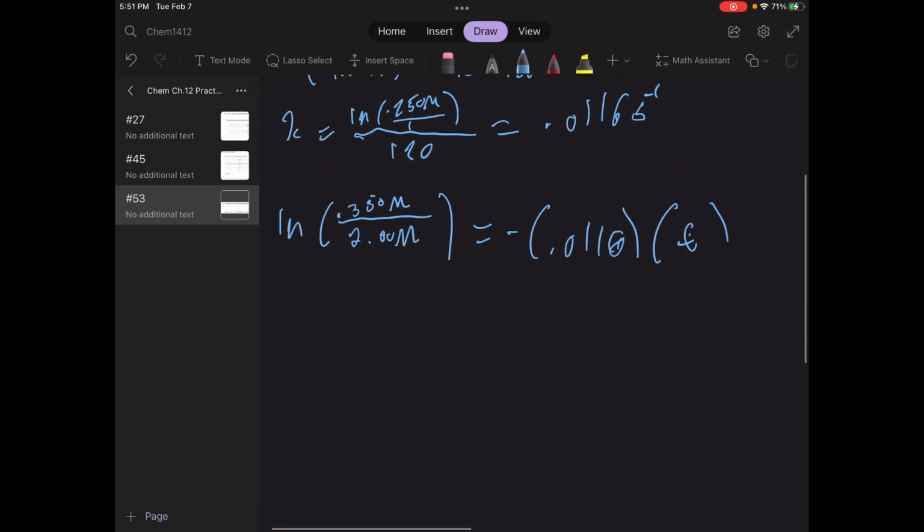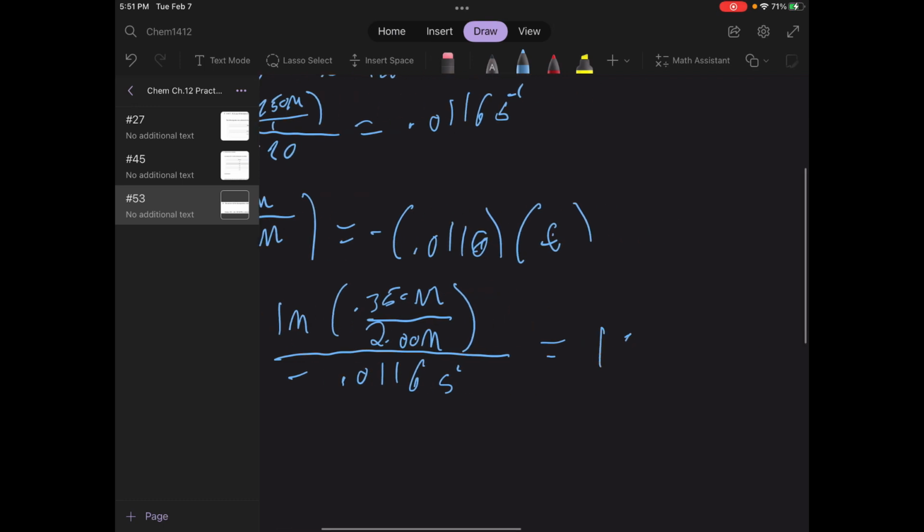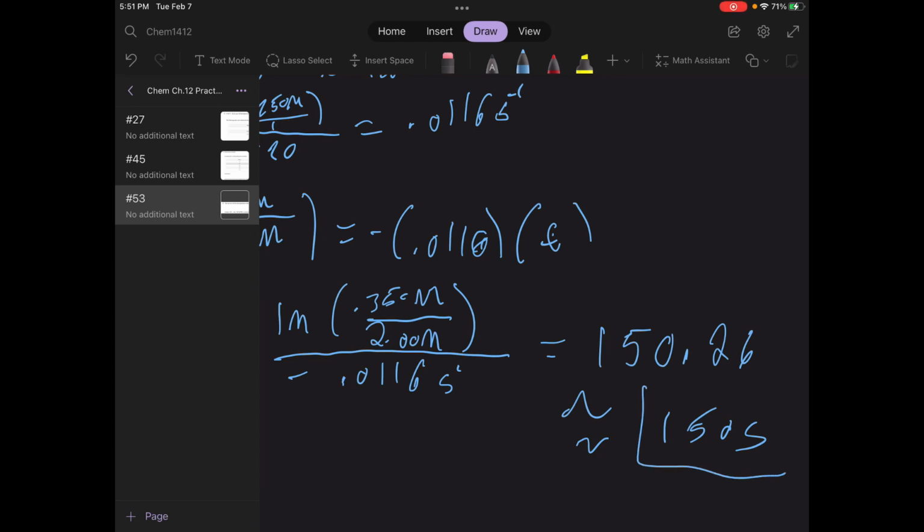We algebraically manipulate this to t is equal to ln of 0.350 M over 2.00 M, divided by negative 0.0116 inverse seconds. Putting this in our calculator, we get that time is equal to 150.26 seconds, which is basically 150 seconds. And that's how we solve for t.